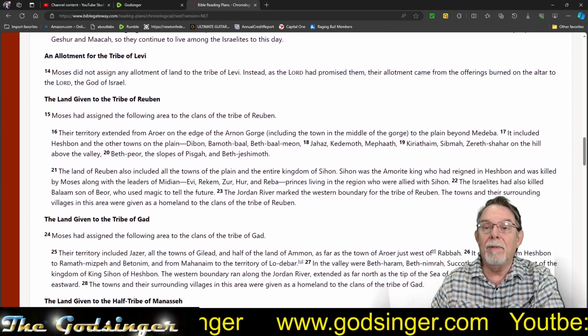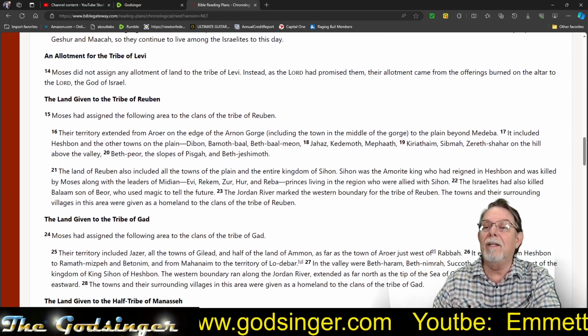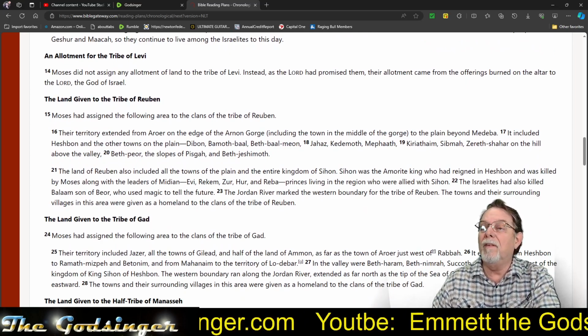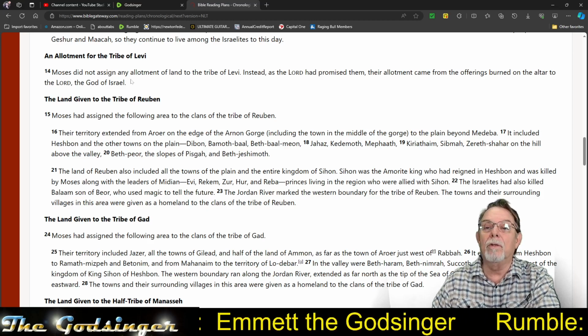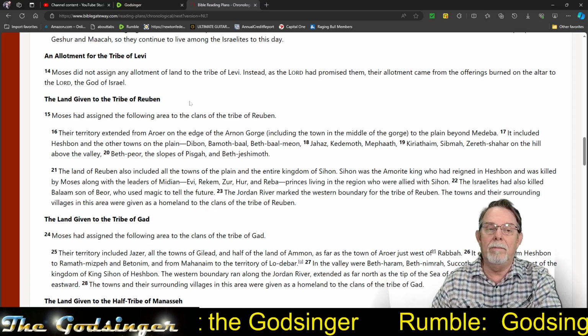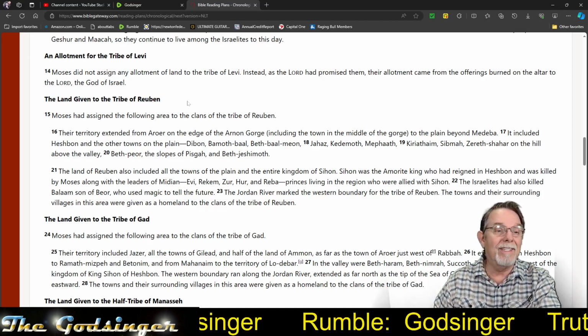An allotment for the tribe of Levi. Moses did not assign any allotment of land to the tribe of Levi. Instead, as the Lord promised them, their allotment came from the offerings burned on the altar to the Lord God, the God of Israel. So the other people had to take care of them.